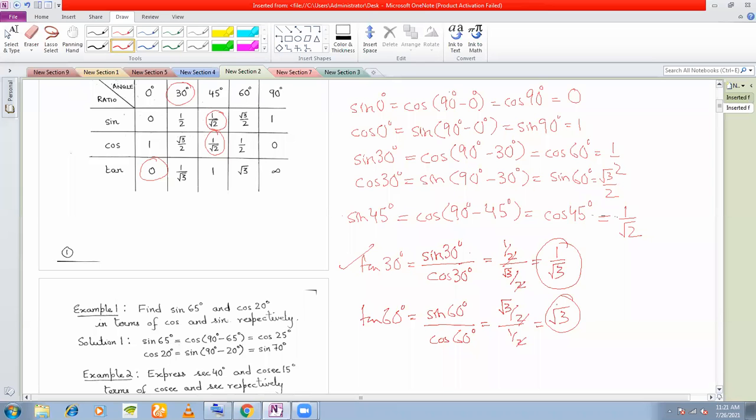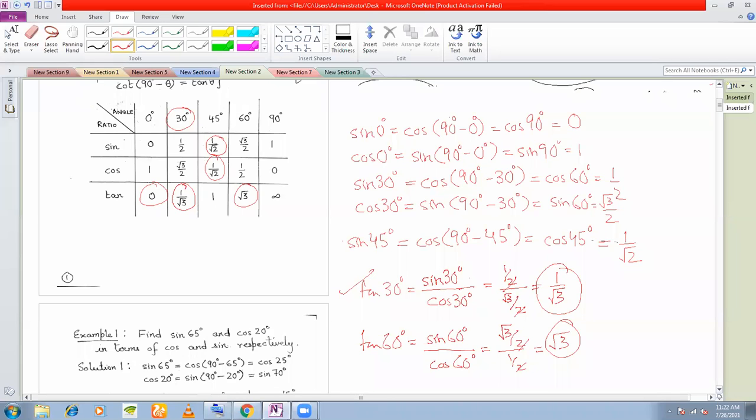Now, sometimes while memorizing, you get confused between 1 by root 3 and root 3. So how do you remember this? What you can do is, you see 30 is a lower angle, so you get a lower value. 1 by root 3 is lesser than root 3, isn't it? 60 is the greater angle, so that is why you get a greater value. Fine, it will be easy to remember.